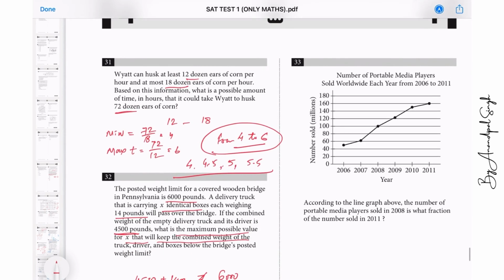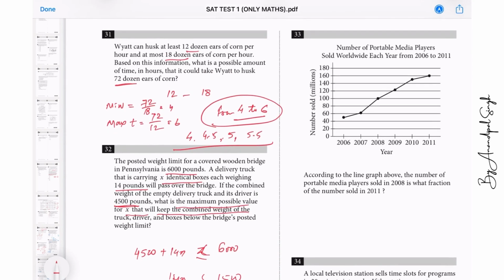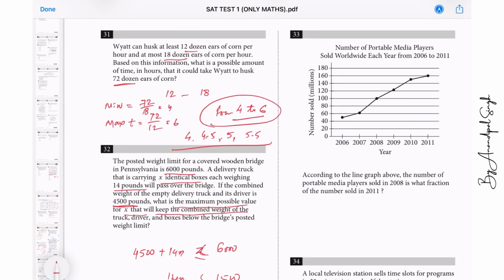Next, 33. Here he is saying the line graph shows the fraction of the number sold. In 2011, 2008 is 100 and 2008 is 160. So 100 over 160, that is 10 over 16, which is 5 over 8. This is the answer. Going to question number 34.